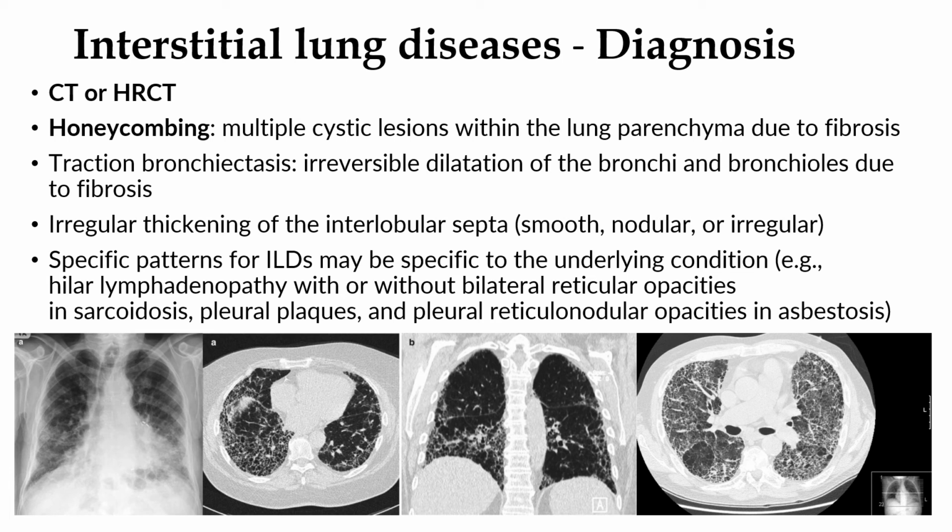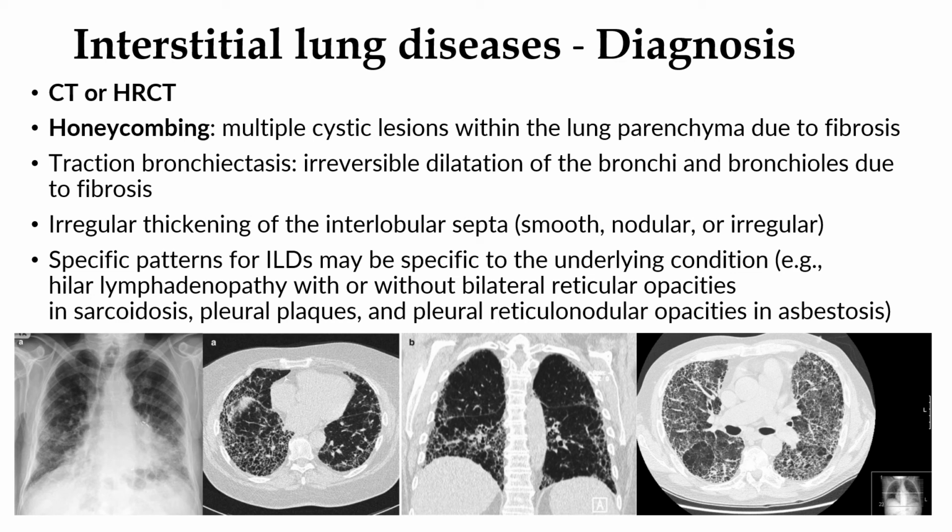Now about CT or high-resolution CT scan. The most common finding is honeycombing, multiple cystic lesions within the lung parenchyma due to fibrosis, traction bronchiectasis, irreversible dilation of the bronchi and bronchioles due to fibrosis, irregular thickening of the interlobular septa, smooth, nodular, or irregular.